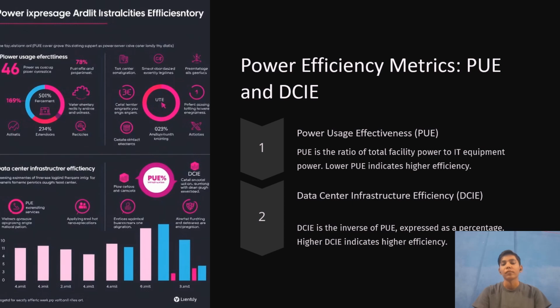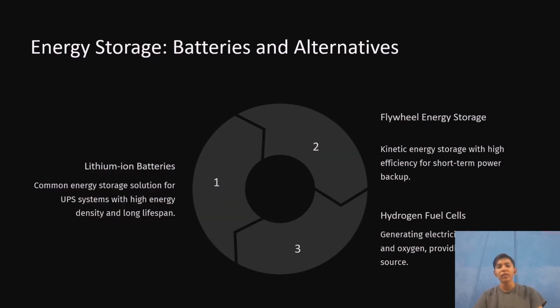This is DCIE. Next is energy storage, batteries and alternatives. There are three types: lithium-ion batteries, flywheel energy storage, and hydrogen fuel cells. Lithium-ion batteries are a common energy storage solution for UPS systems, with high energy density and long lifespan. We use lithium-ion batteries in remote and general use, and also in some experiments. It has a long lifespan and high energy density.